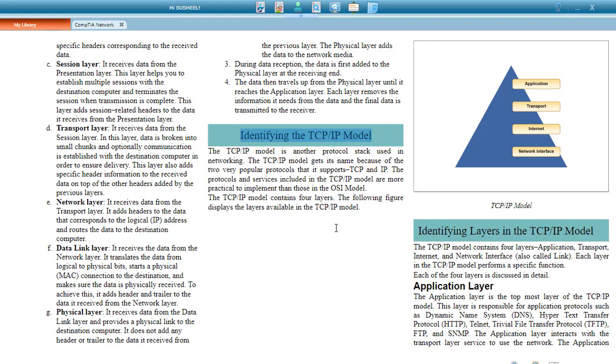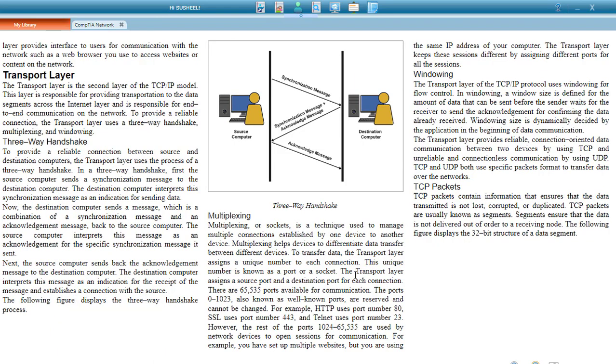Application layer. The application layer is the topmost layer of the TCP/IP model. This layer is responsible for application protocols such as Domain Name System, DNS, Hypertext Transfer Protocol, HTTP, Telnet, Trivial File Transfer Protocol, TFTP, FTP, and SNMP. The application layer interacts with the transport layer service to use the network. The application layer provides an interface to users for communication with the networks, such as a web browser you use to access websites or content on the network.